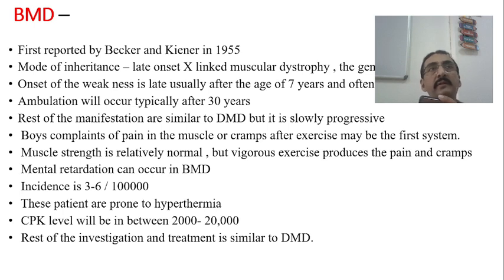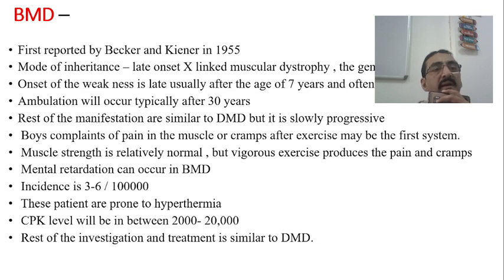Often the manifestations start by the second decade. Typically, the patient may survive up to 40 years. The rest of the manifestations are almost all similar to DMD, but it is slowly progressive, that's all. Boys complain of pain in the muscles or cramps after exercise, which may be the first symptom. Muscle strength is relatively normal, but vigorous exercise produces pain and cramps. Mental retardation is very rare. Incidence is 3 to 6 in every 1 lakh. These patients are prone to hyperthermia also.